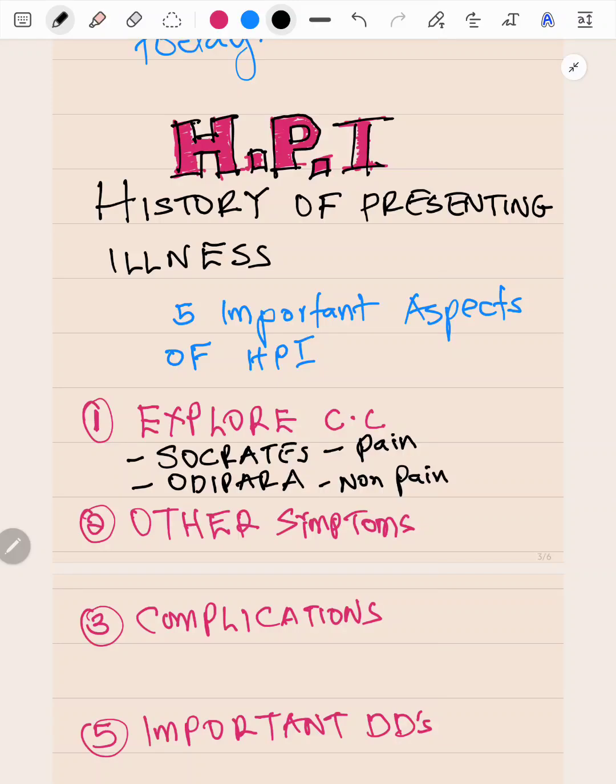Now, other symptoms. For example, if your patient is having chest pain, you Socrate the patient, they tell you about the chest pain, where it is located, where it is radiating, and relieving and aggravating factors. And in your mind, you know that this is chest pain related to myocardial infarction. To confirm your diagnosis, you want to ask one or two questions that the patient has not told you. So you will ask, for example, are you having any difficulty in breathing? Are you having any nausea?